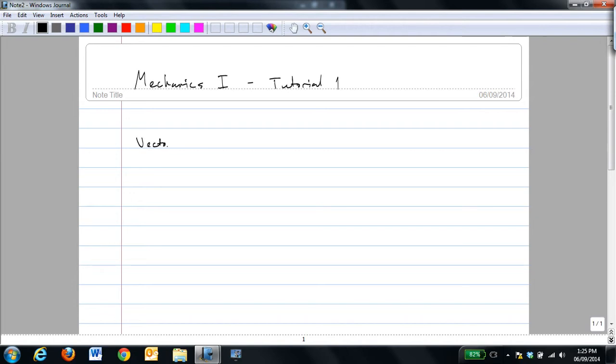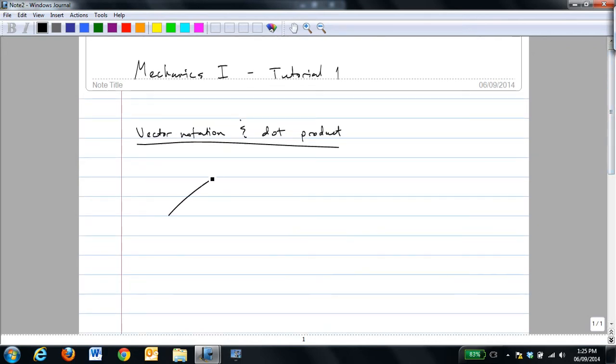So let's talk about vector notation and the dot product. Okay, so let's say we have two vectors here. A vector A and a vector B, and they have some angle in between them. In my little 2D coordinate system, that's supposed to be horizontal, and this is vertical. So I have my little x and y axes.